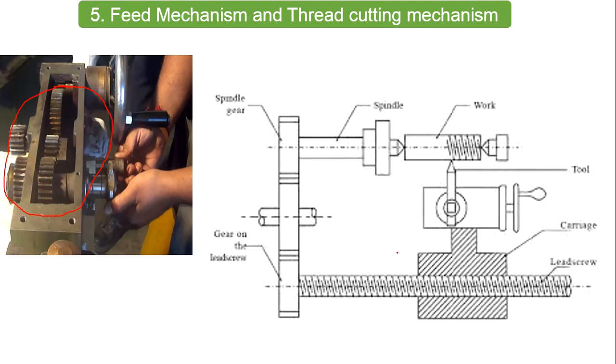Then you can see this is the arrangement for the spindle gear and how this motion can be transmitted to the carriage. The workpiece is held between the headstock center and tailstock center. Then from the spindle we transfer the motion from the spindle gear to the gear on the lead screw, and from the lead screw to the carriage. And from the carriage to the tool post. In this way we can give the motion to the tool for machining.